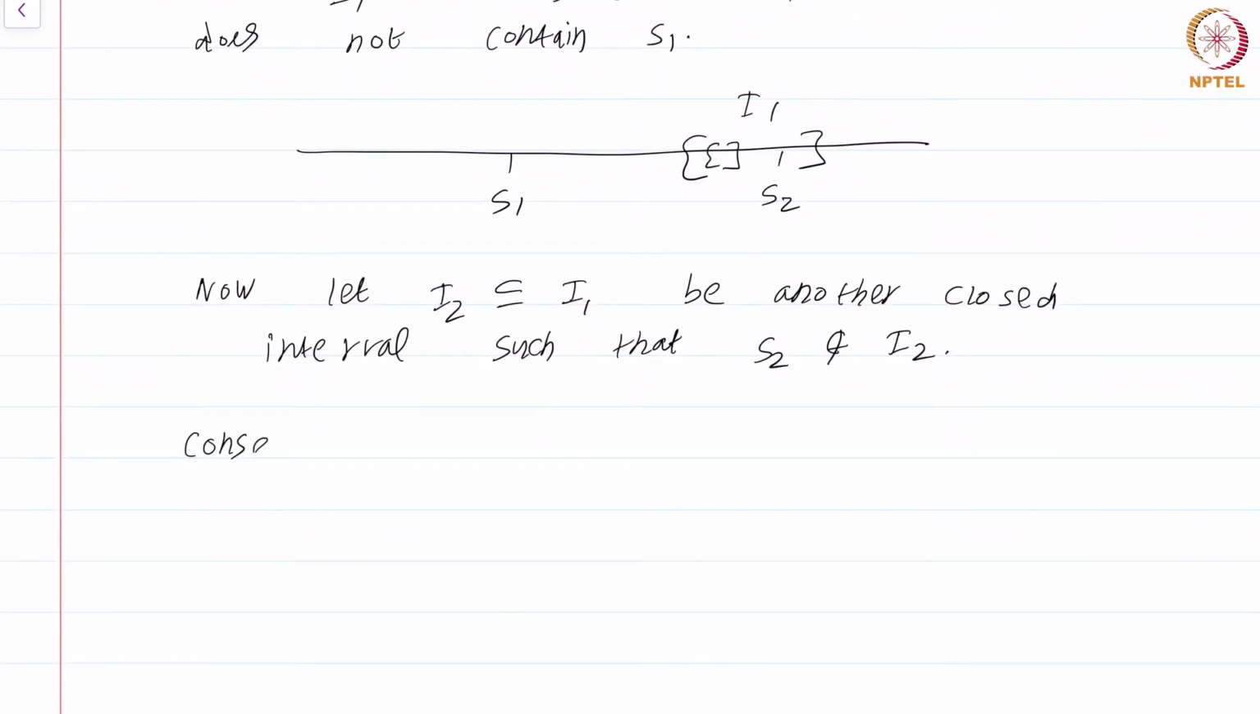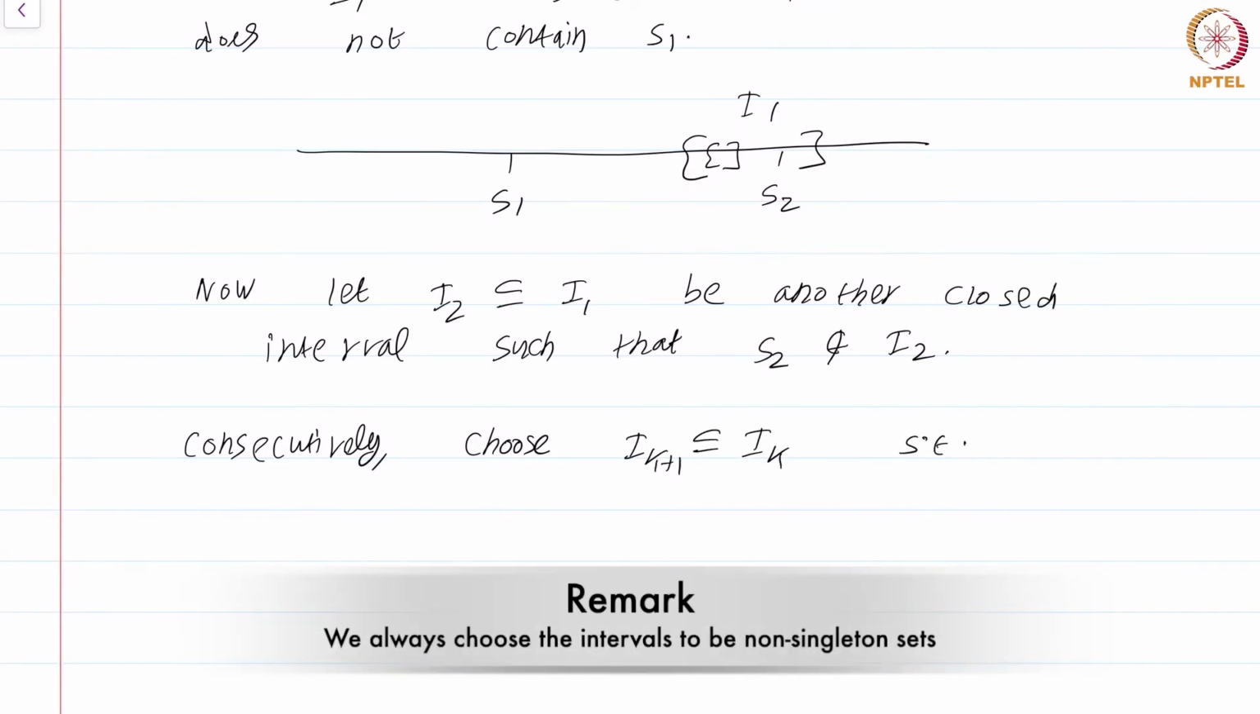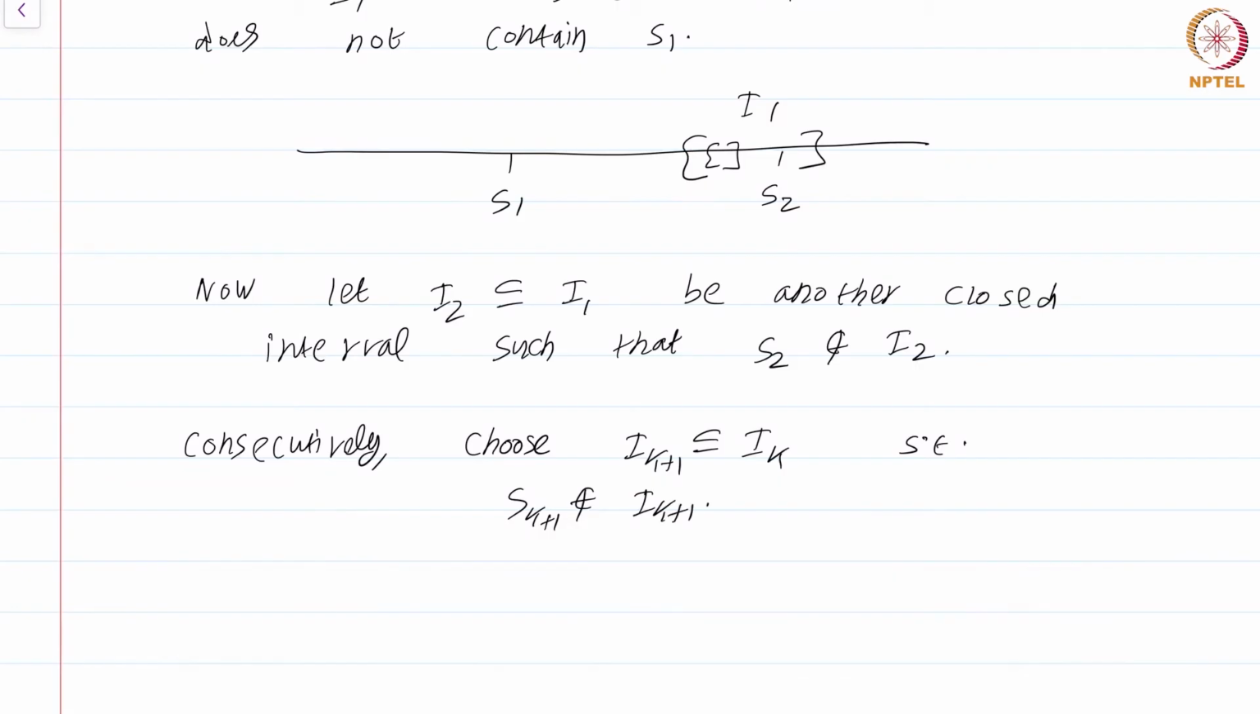Now, consecutively, choose I(k+1), a subset of I_k, such that S(k+1) is not an element of I(k+1). This can always be done.